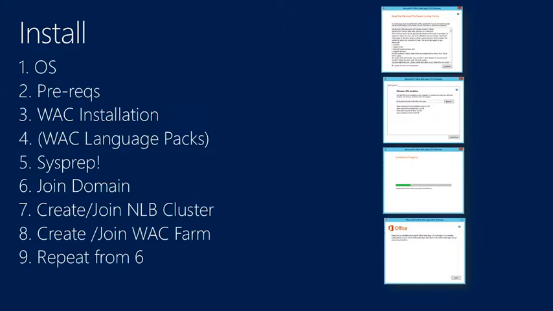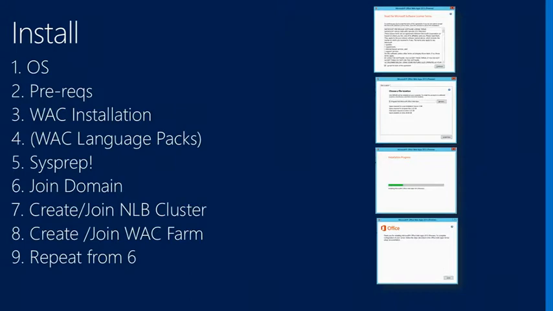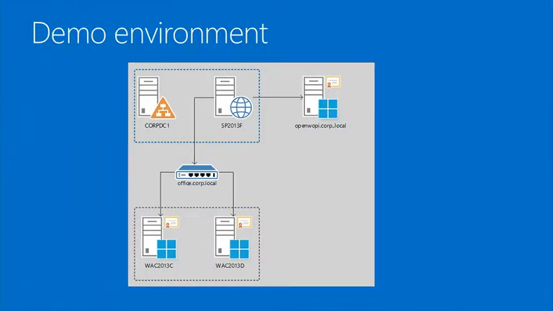Okay, this is my demo environment. I have a SharePoint server, a DC. We're going to set up network load balancing. We have 2 WAC servers, one that's already installed, joined to the domain. The other one we will script and join to the domain and configure and get it all working. So first, prepare the WAC server.